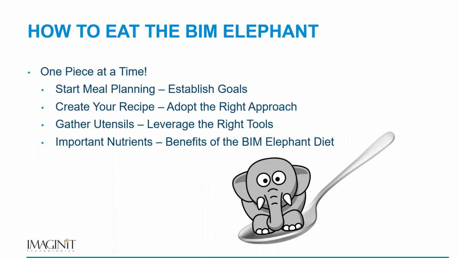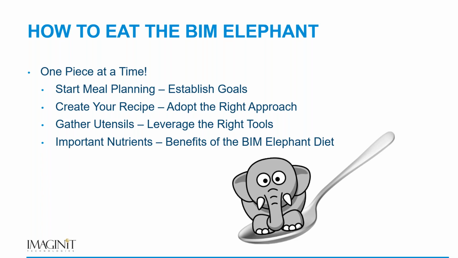As we talk about approaching BIM, and kudos to the marketing department for the graphic: if you've got a big thing, you take it one step at a time. So we broke it down into 4 steps. Number 1, start your meal planning. Look at your goals as to what you're going to do in putting your BIM plan together. Second, create your recipe. What's the right approach? And most importantly, what's the right approach for your organization?